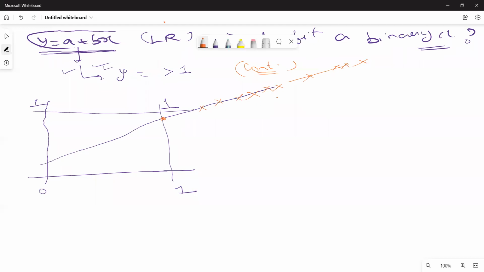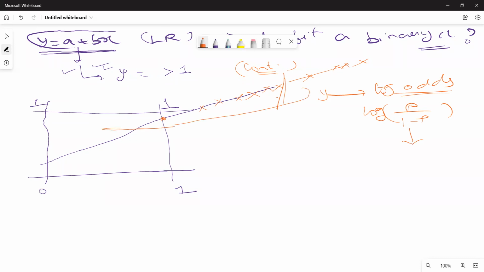So to avoid this problem, we are converting the equation from y into log odds. So that is why the y becomes the log of p by 1 minus p. Now, what happens if I do this? I'm going to put all these numbers into a range between 0 and 1.